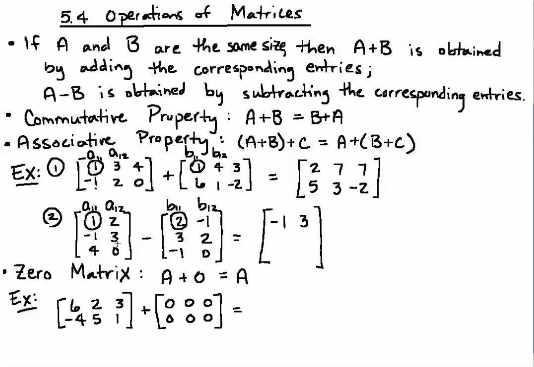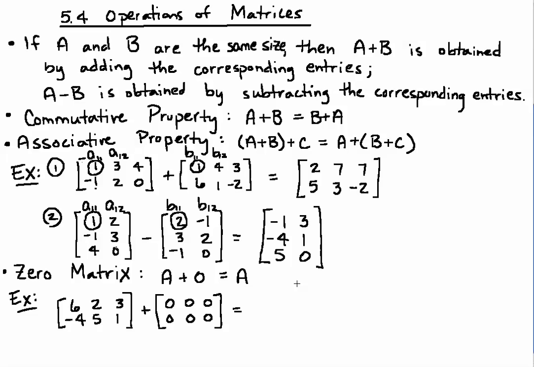And then we will continue with the remaining entries. -1 minus 3 is -4. 3 minus 2 is 1. 4 minus a -1, same thing as 4 plus 1, so that's 5. And 0 minus 0 is 0. And that is our new matrix, A minus B. So adding and subtracting matrices is what we're used to. We're just adding, subtracting numbers.